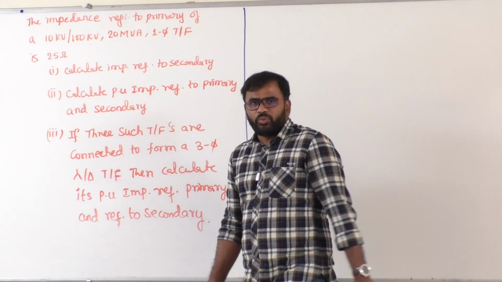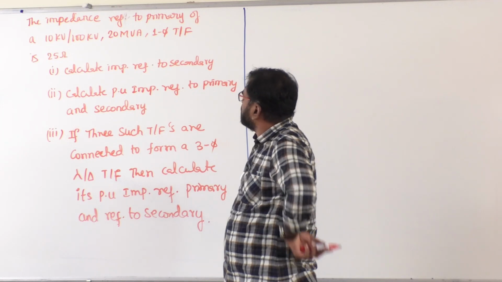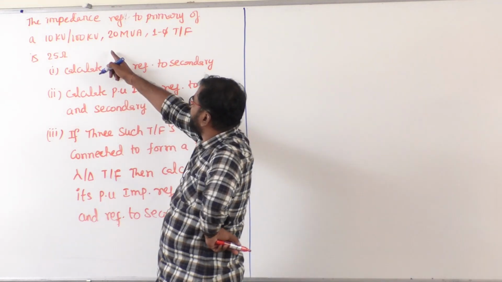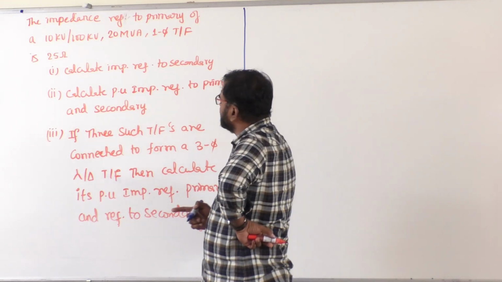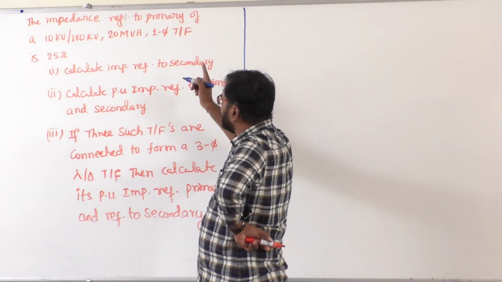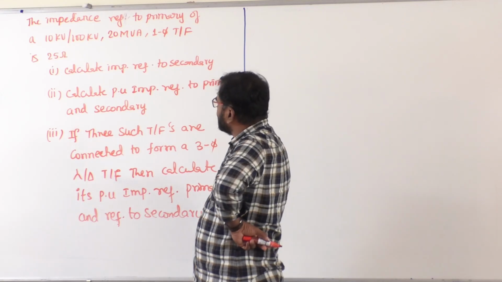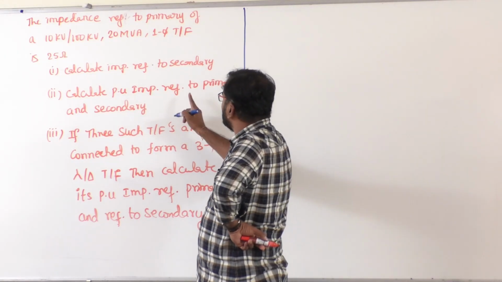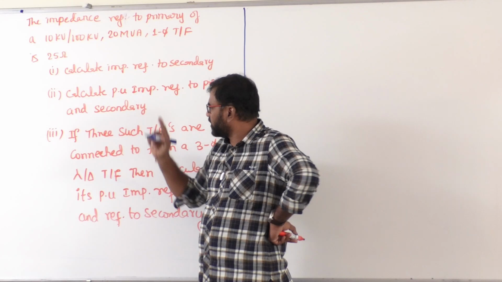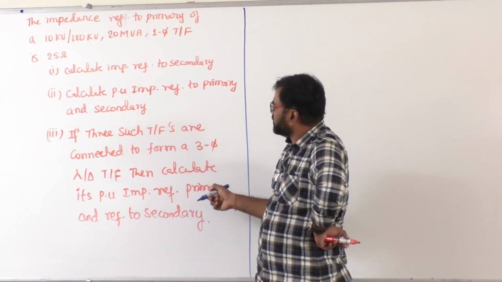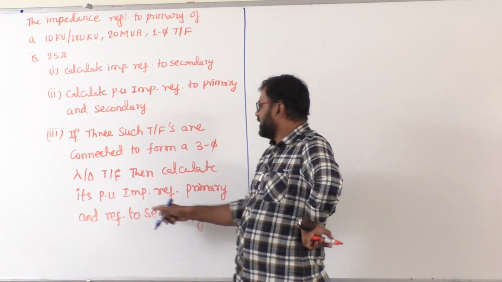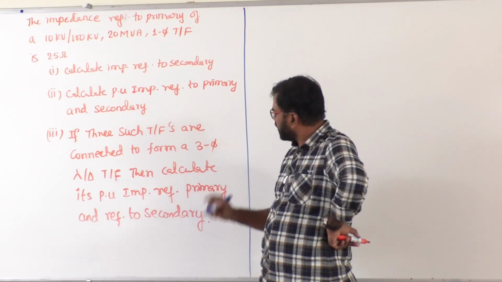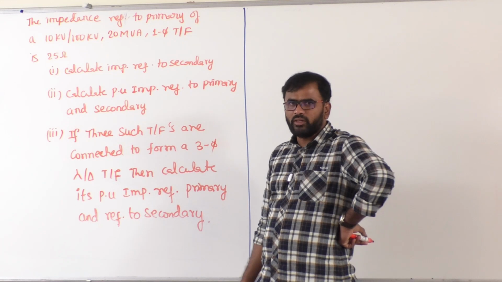Now coming to this example. The impedance referred to primary of a 10 kV by 100 kV, 20 MVA single phase transformer is 25 ohms. Calculate the impedance referred to secondary. And second question, calculate the per unit impedance referred to primary and secondary. If 3 such transformers are connected to form a 3-phase star delta transformer, then calculate its per unit impedance referred to primary and referred to secondary. Okay, clear?